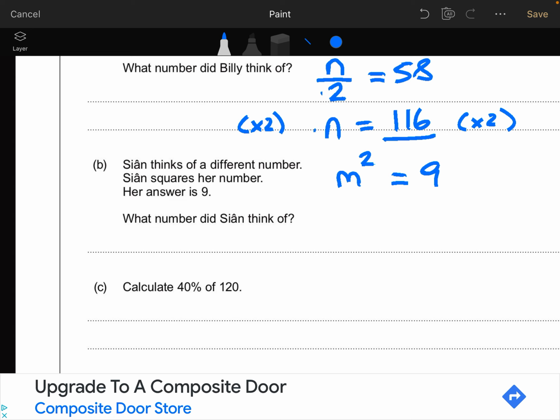Now, in this case, I've got to get rid of a square. Now, the opposite function of a square is a square root. So I'm going to square root it. And square root of a square undoes it and gives me just m on its own. But I also need to square root the other side. And the square root of 9 is 3. Because 3 times 3 would give me 9. So my answer here is 3, and again I've underlined to highlight what my answer is.